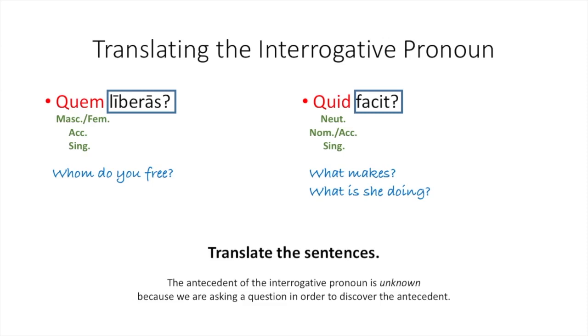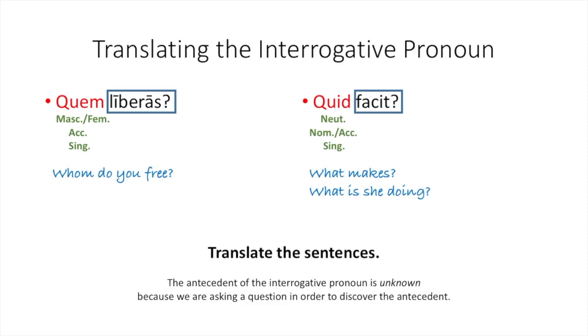Then the other sentence, quid facit, can be translated two different ways because quid could either be the subject or the direct object. So it could mean what makes or what does, even though that doesn't make all that much sense in English. The sentence could also mean what is she doing, or what is he doing, or what is it doing.